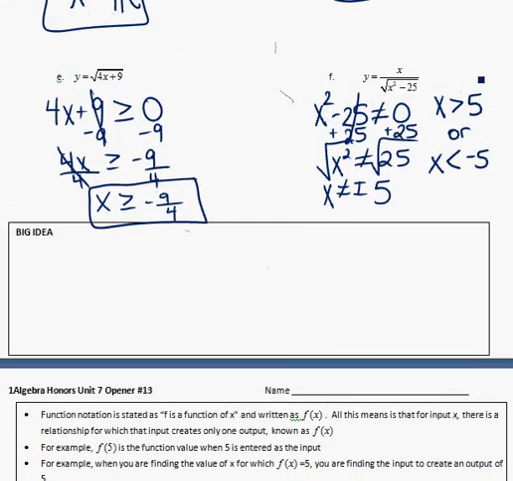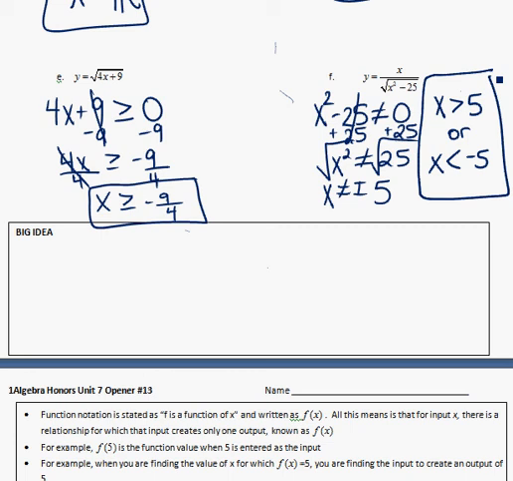X can be greater than 5, or x can be less than negative 5. X cannot equal 5 or negative 5 because we don't want to divide by 0, and x cannot equal anything between negative 5 and 5 because we don't want to take the square root of a negative number.